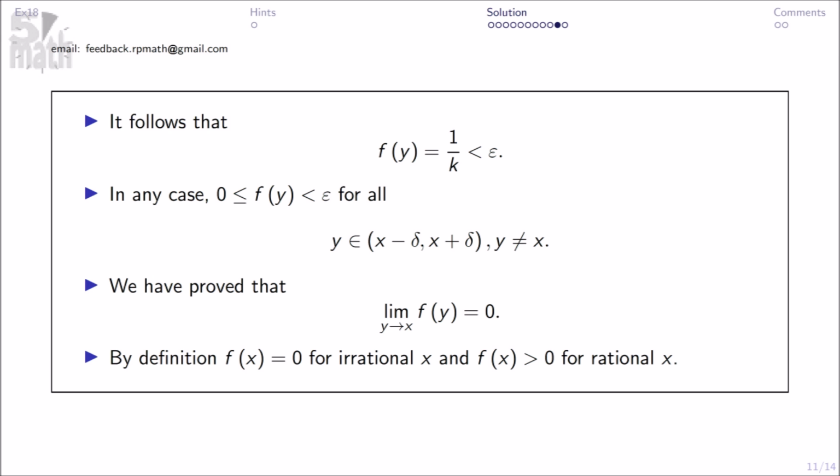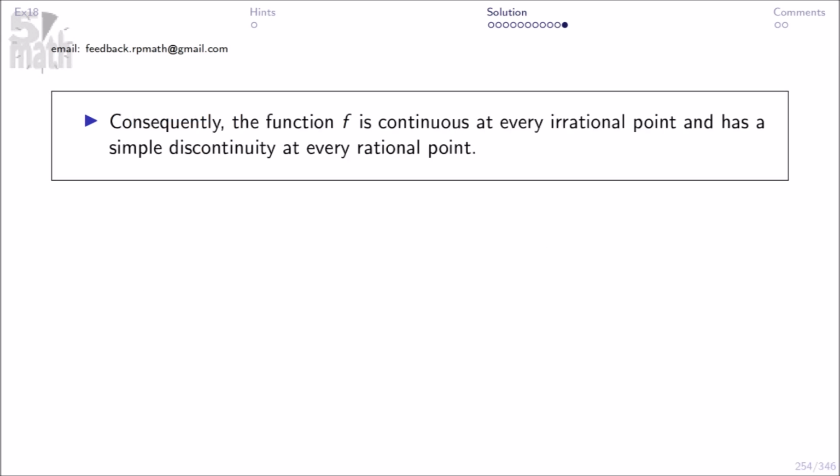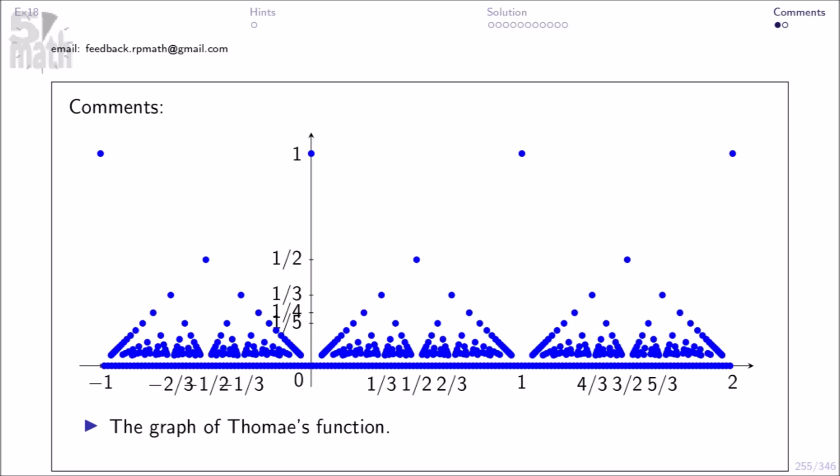By definition, f of x equals 0 for irrational x and f of x greater than 0 for rational x. Consequently, the function f is continuous at every irrational point and has a simple discontinuity at every rational point. Comments. The graph of Thomae's function.